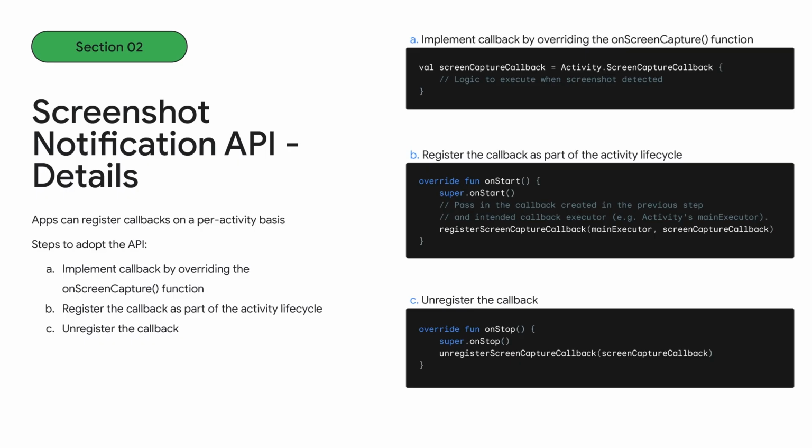The API lets apps register callbacks on a per-activity basis. First, implement the callback by overriding the on-screen capture function. Then, register the callback as part of the activity lifecycle, for example, in the activity's onStart function. Lastly, remember to unregister the callback in the activity's onStop function.